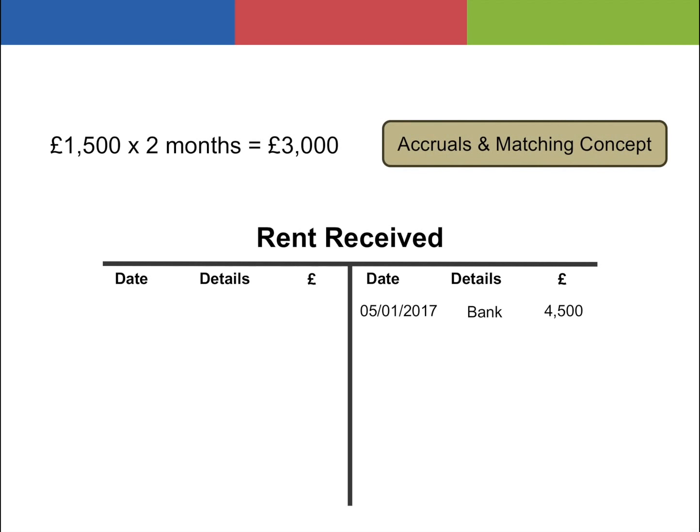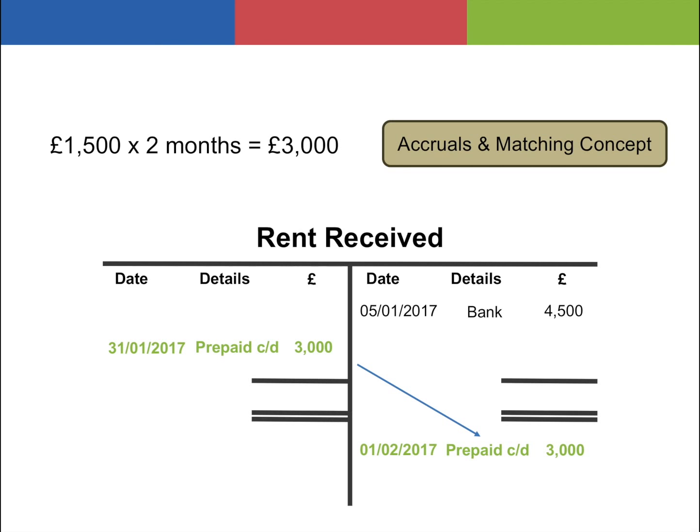Because accruals and matching concept expresses that the account should only relate to the activities that relate to the time period of those accounts, then we need to adjust the revenue by making a prepayment. As a result, we will deduct the 2 months prepaid rent to the debit side, and this will be a balance carried down because this amount will relate to the rent anticipated for the next trading period.